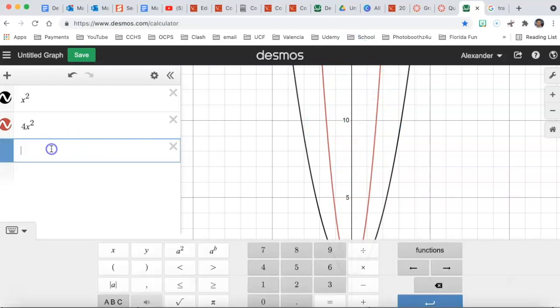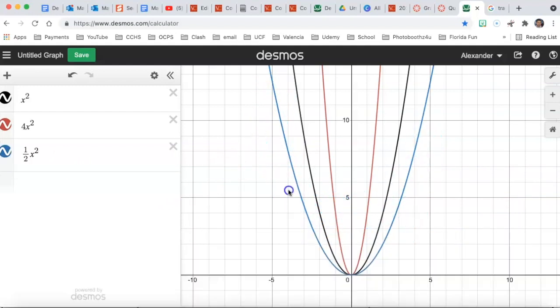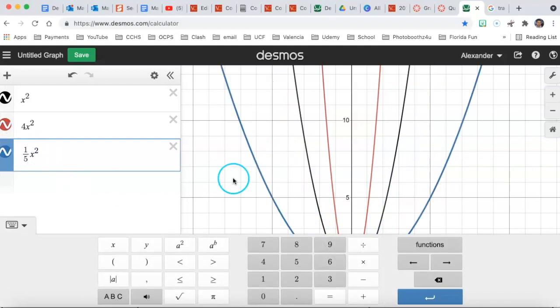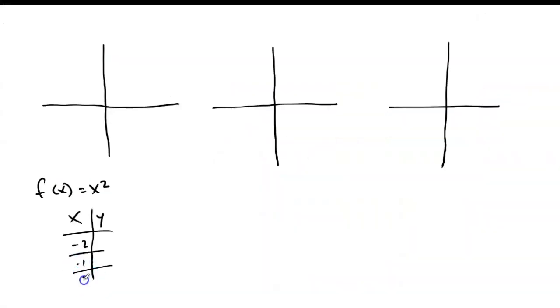What about if I put a fraction in front of it? 1 divided by 2, x squared. Oh, it's the blue one. It's getting wider. It's getting much wider. Let me put a fifth so you can see how big that turned out. The blue one is getting wider.